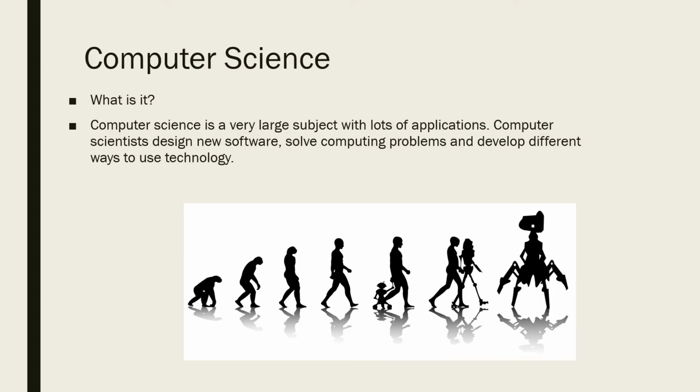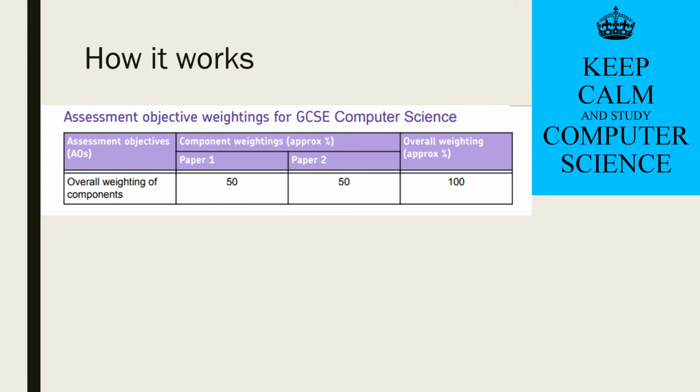Computer Science GCSE is a very large subject with lots of applications. Computer science designs new software, solves computing problems, and develops different ways to use technology. How it works is there are two papers. Each paper is worth 50%.